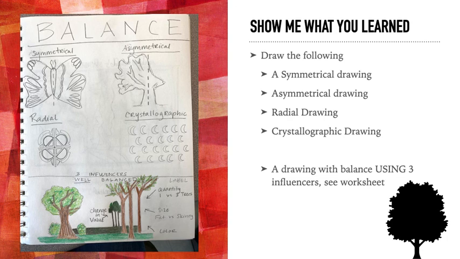Smaller trees will equal the balance of one heavy tree. So I used quantity, I used size, and then you can see the change in the value. So my trees in the back are darker, creating one value from dark green to light green.